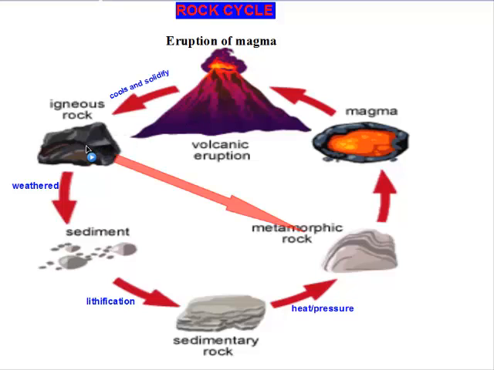We further stated that igneous rocks may directly change to metamorphic rocks without necessarily changing to sedimentary rocks. Metamorphic rocks can also change to sediments without first changing to igneous rock. And sedimentary rocks can also directly be affected by magma, and it will melt, cool, solidify, and form igneous rocks.